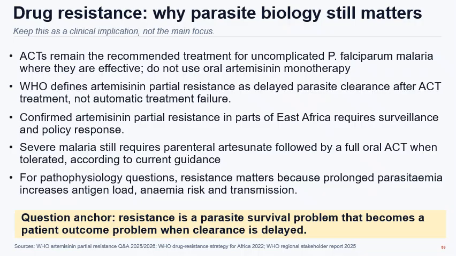WHO now documents confirmed resistance in several African countries, especially in East Africa, with a complete oral ACT when the patient can tolerate it. Now, for the purpose of this lecture, please remember the biological chain as follows. Parasite survival under drug pressure becomes prolonged parasitemia, and prolonged parasitemia becomes a clinical and public health problem.